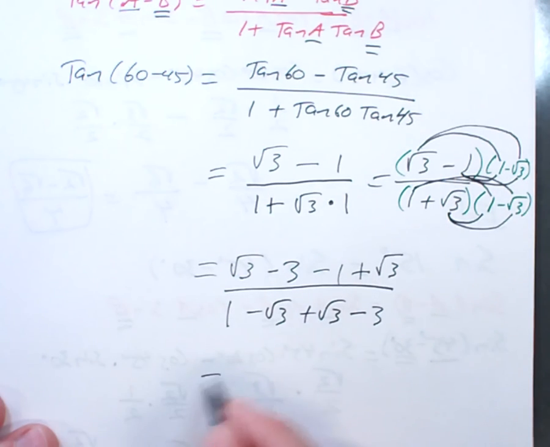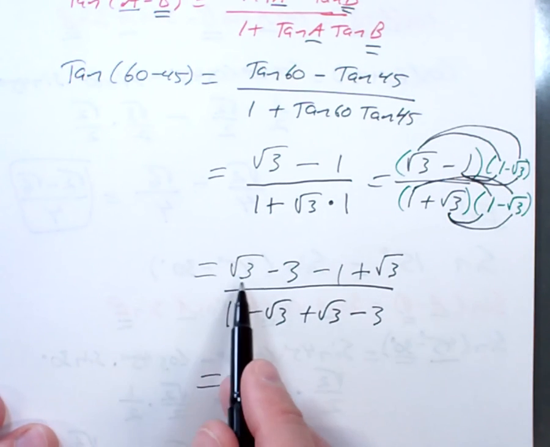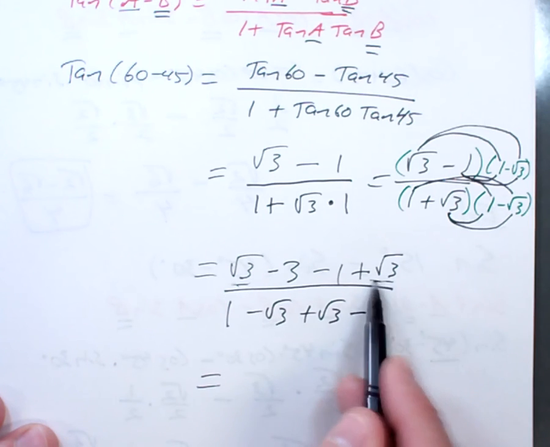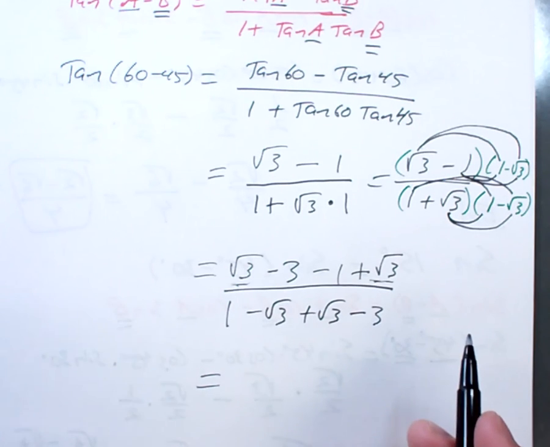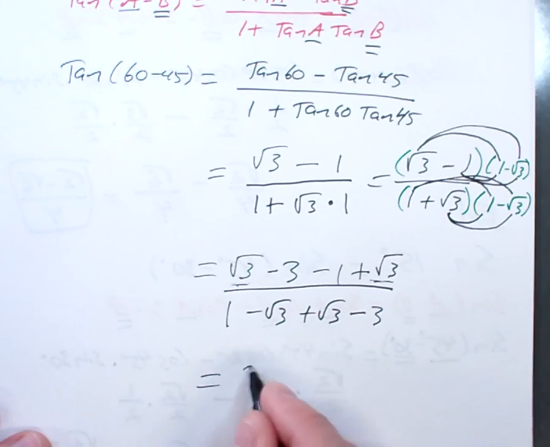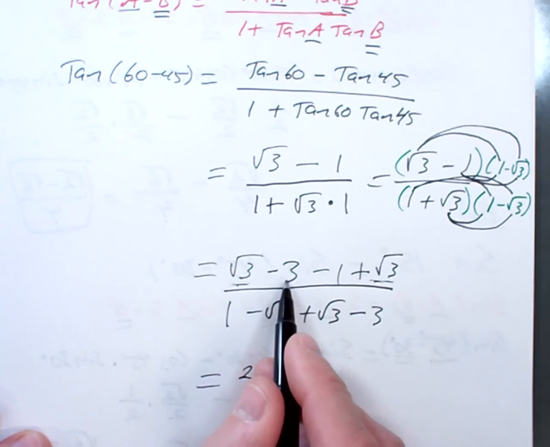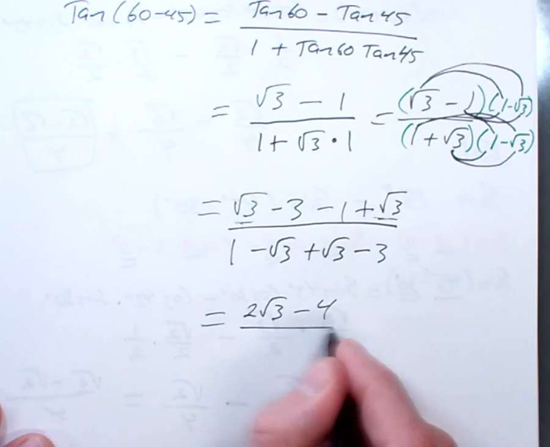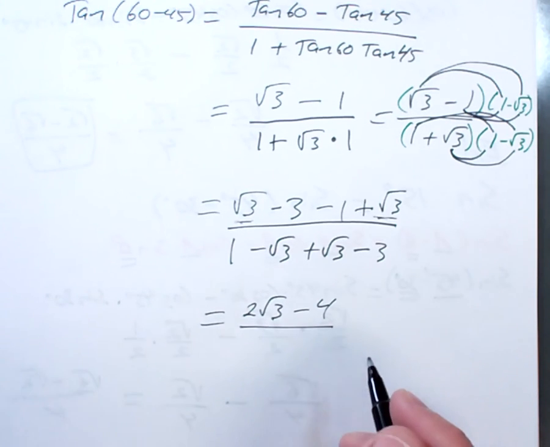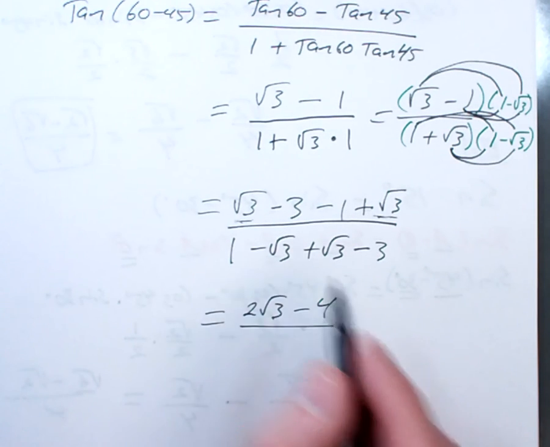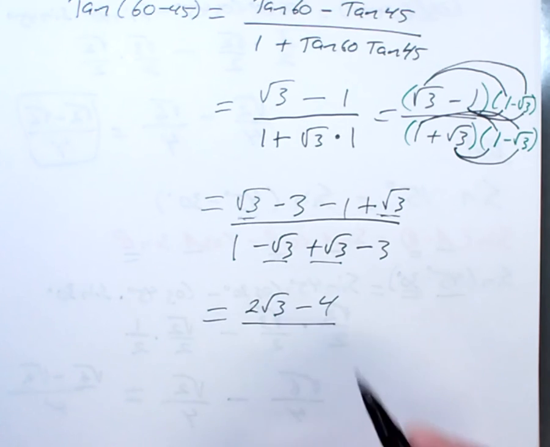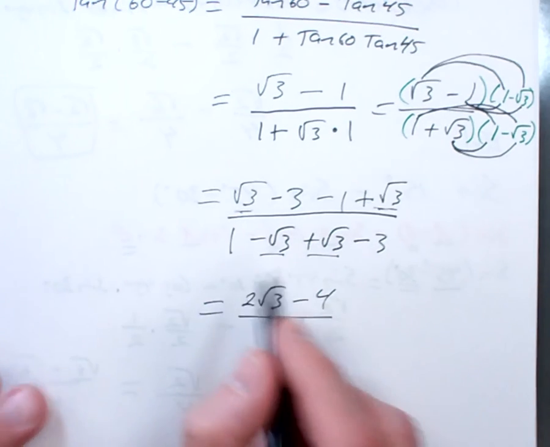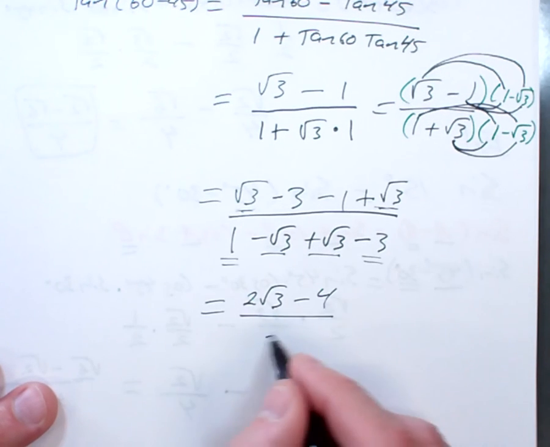And then we simplify. If I look up top here, I have 1 square root of 3 here, and I have another square root of 3 here. So that'd be 2 square root of 3, wouldn't it? And negative 3 and negative 1 is minus 4. Over. And on the bottom, this is why we did that. Positive square root of 3, negative square root of 3, those add up to 0. So then I have 1 minus 3, which is negative 2.